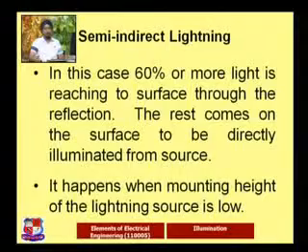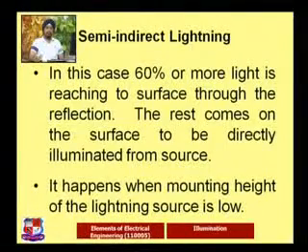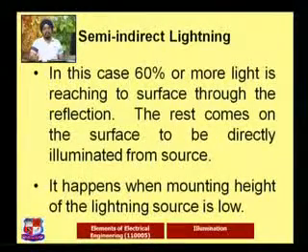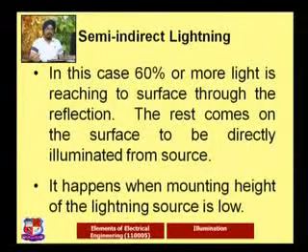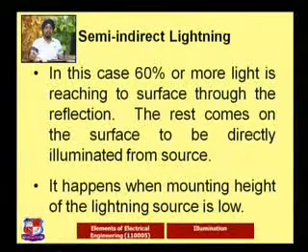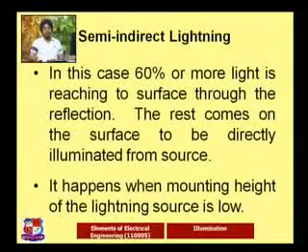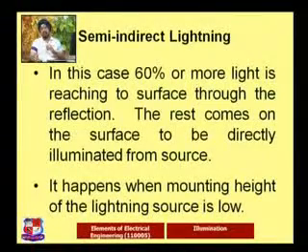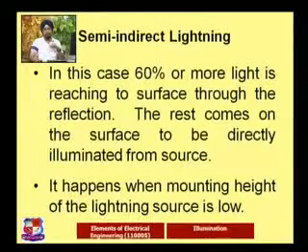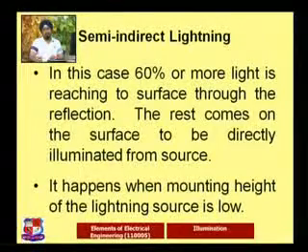Semi-indirect lighting scheme, so opposite of the semi-direct lighting scheme. In this case, 60% or more light is reaching the surface through reflection, so indirectly that amount of the illumination or the light will fall onto the object, not the direct one, and the rest will come directly from the source. So in the previous case 60% came directly, 40% ideally came through the walls or from the reflectors. In this case 40% will come directly from the source, and 60% will come with the reflection or the indirect method.